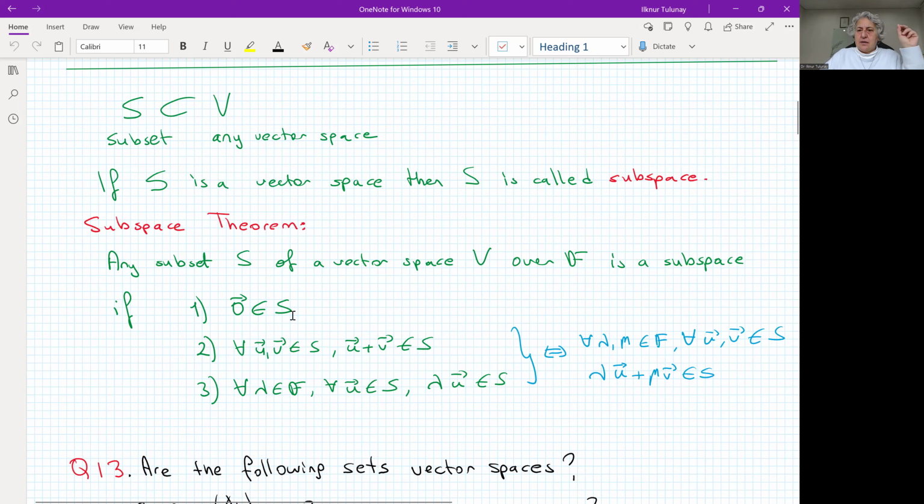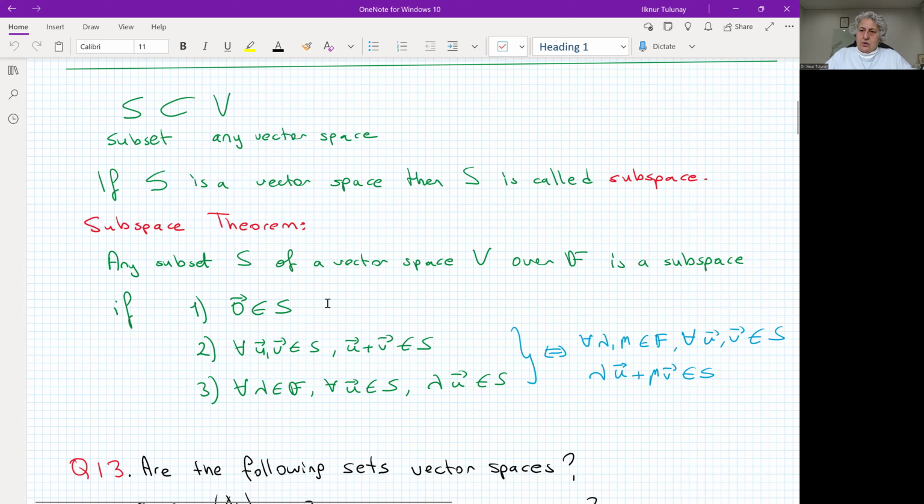0 needs to be inside that set. And if you have any 2 vectors in the set, when we add, it should be in the set. So this is the closure of the addition. And this is the closure of the scalar multiplication. So lambda is from the field and the vector from the set. And when we multiply lambda times u, it must be in S.